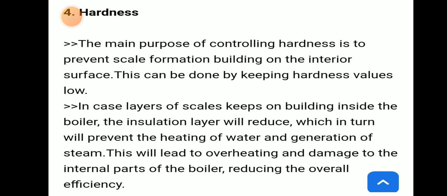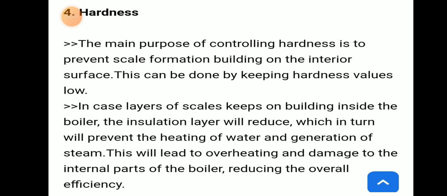This will lead to overheating and damage to internal parts of the boiler, reducing the overall efficiency. We have to understand that the main purpose of controlling hardness is to prevent scale formation and build-up on the interior surface, and this can be maintained by keeping the hardness value low. Because, you know, there is a chance of layers of scales forming in the boiler.